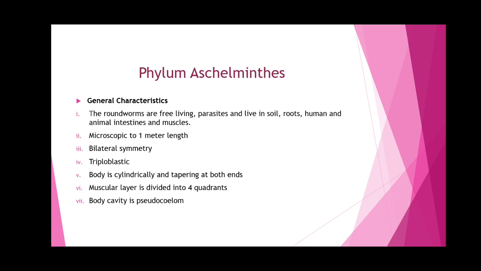These organisms also have bilateral symmetry, which means if we cut them from the center, both the sides will be equally divided and they will be the mirror images of one another. They are also triploblastic, means they have three germ layers: ectoderm, endoderm, and mesoderm.